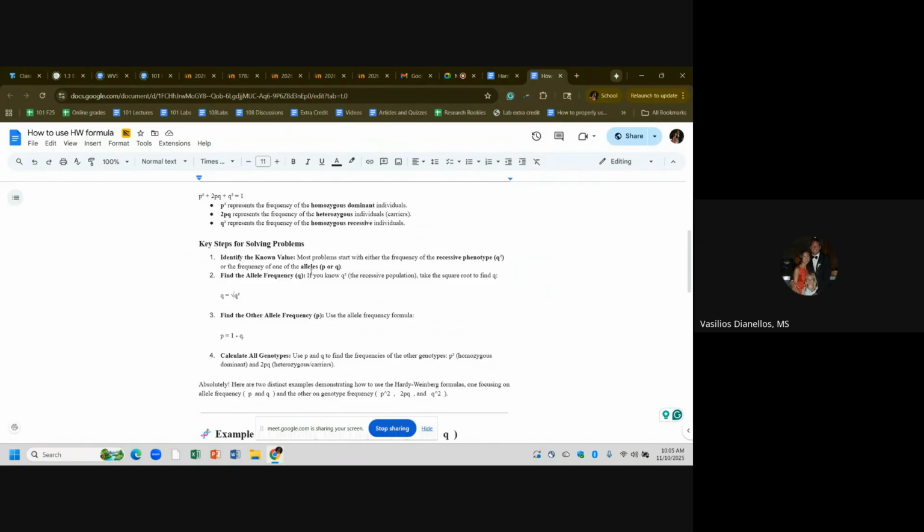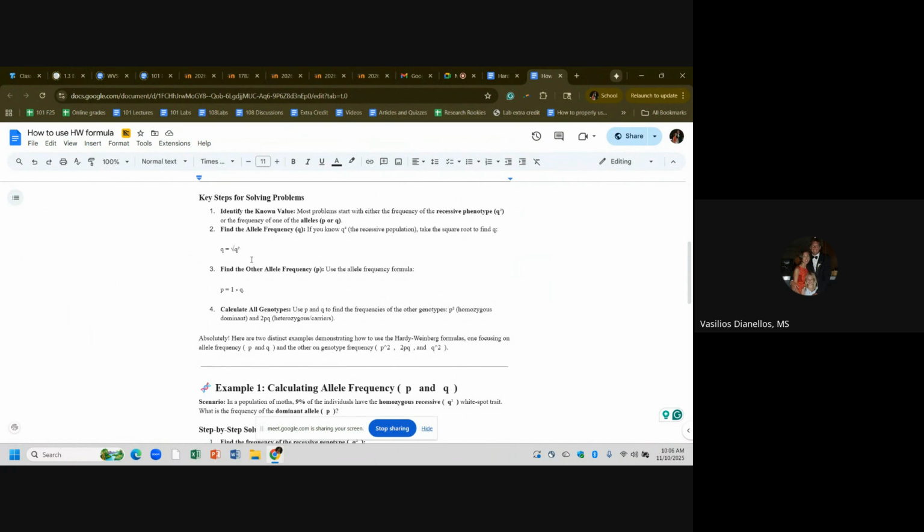So to find the allele frequency, if you know the Q squared, right? So if you know the numbers, if you know the percentage, the frequency of the recessive population, then you can just do some simple math, right? You could just take the square root to find Q, right? So Q equals the square root of Q squared, and I'm going to give you some examples below. So if that doesn't make sense to you yet, don't worry about it. All right, so that's one thing.